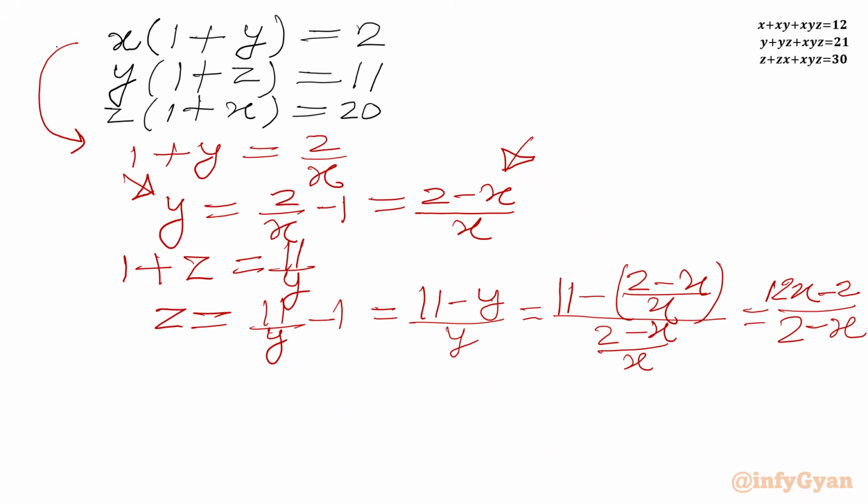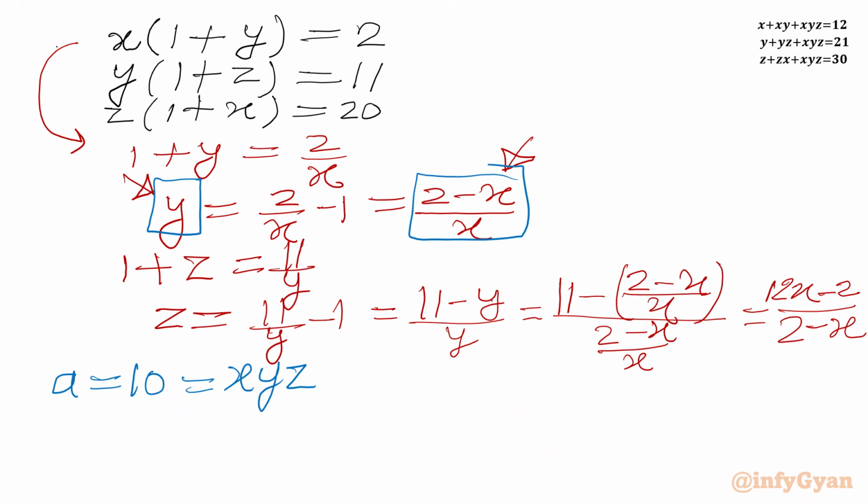So we have z in terms of x, we have y in terms of x. So let us find a, which is the product of all the three, x, y and z. So I will write a equal to 10 equal to x, y, z. Here y is here, z is here.